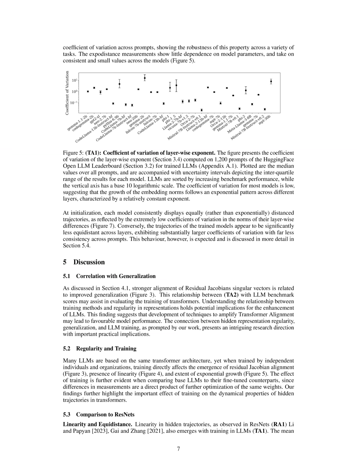Additionally, the method sheds light on the regularity and linearity of hidden representations in LLMs, which can aid in enhancing model performance and training techniques. Practically, these findings can inform the development of techniques to amplify transformer alignment, potentially leading to improved model generalization and performance. Understanding the relationship between training methods and the regularity of representations in LLMs could have significant implications for the enhancement of LLMs in various language tasks and applications.